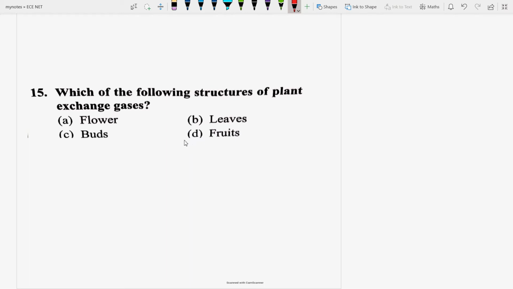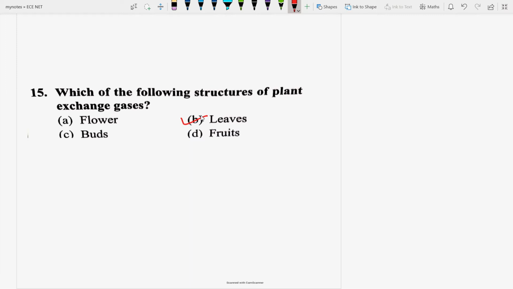See, leaves is that structure of the plant which is responsible for the exchange of gases. So the right option will be leaves. Okay, see, green leaves prepare food, you all know, by the process of photosynthesis for the plant. And you also know that leaves are green in nature, so they have a green pigment called chlorophyll.